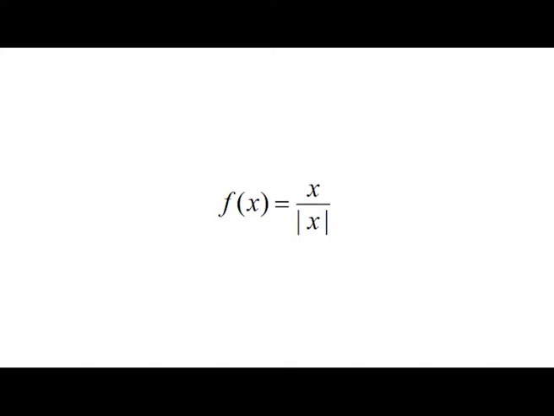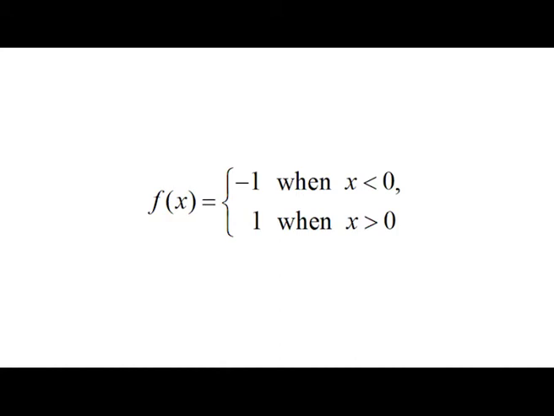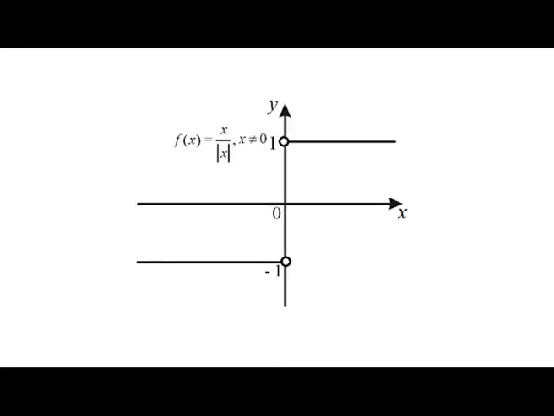To see this, let us consider the function f of x equal to x upon absolute value of x, which is defined at every point except x equal to 0. Since absolute value of x equal to negative x when x less than 0 and positive x when x greater than 0, the given function f can be represented in the form f of x equal to negative 1 when x less than 0 and positive 1 when x greater than 0, and its graph is given in figure.